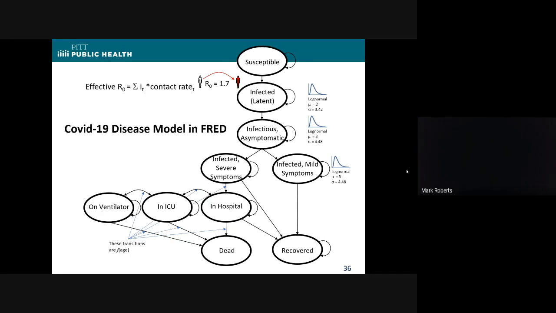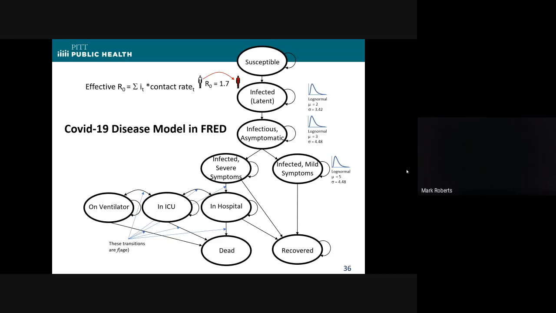infection rate. Once you're infected, you have a latent infection for a few days where you're infected, but you are not yet infectious. That's about 2 days with a distribution around it. We use a log normal distribution for that. Once you become infectious, you're infectious for several days before you become symptomatic. And we have 3 days for that with a distribution around it.